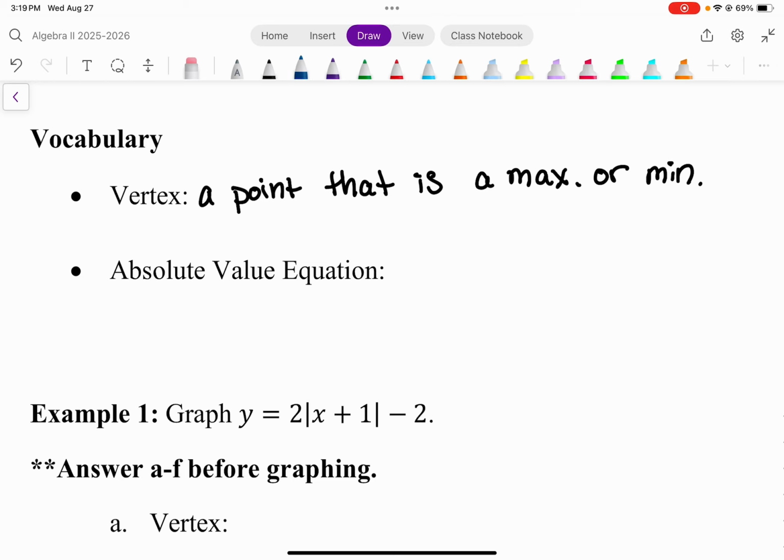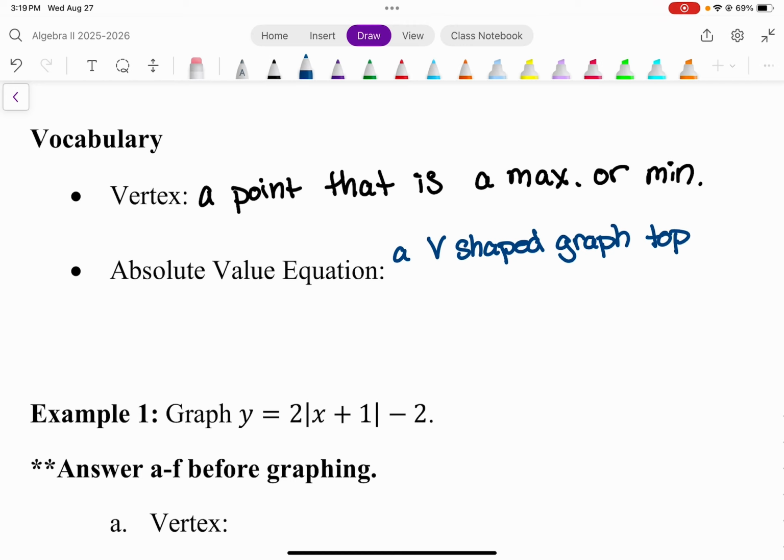Next, we have the word absolute value equation. And the absolute value equation is going to be a V-shaped graph that opens up or down.